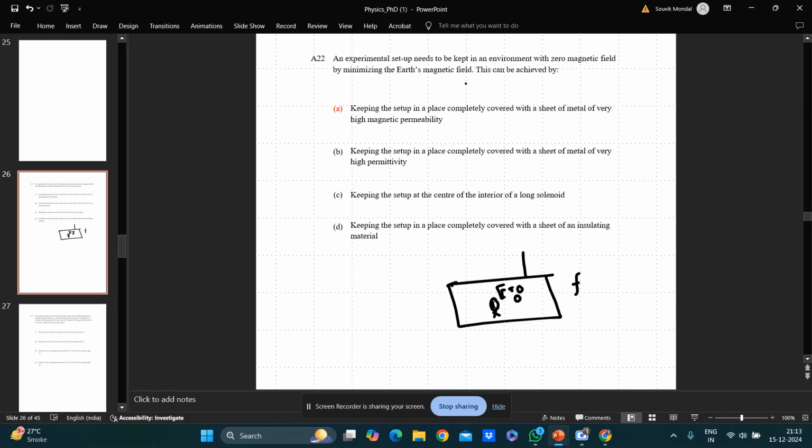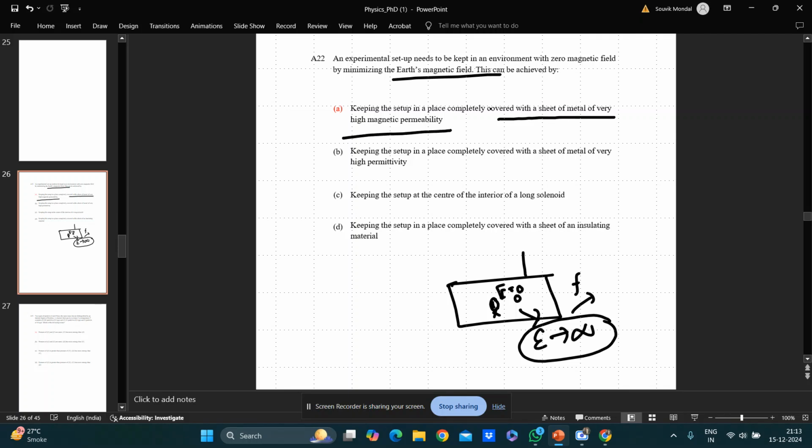So they are talking about the magnetic field. The same thing. What is a conductor? The conductor has epsilon, that is permittivity, tending to infinity. So the same thing they are asking, that you have to minimize the earth's magnetic field. This can be achieved by keeping the setup in a place completely covered with a sheet of metal of very high magnetic permeability. Like this, if the electric permittivity is very high, then the electric field inside it is almost zero. That's why you are safe when there is lightning outside.